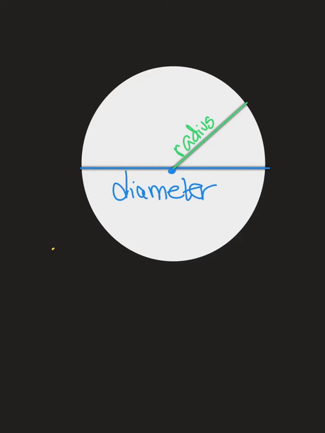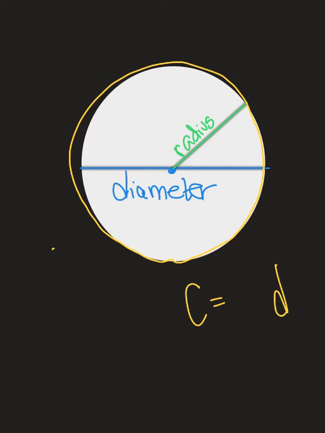The circumference of the circle is the distance around the circle, and you can calculate that by multiplying the diameter, the distance across, times pi.